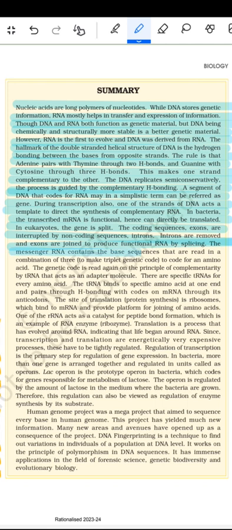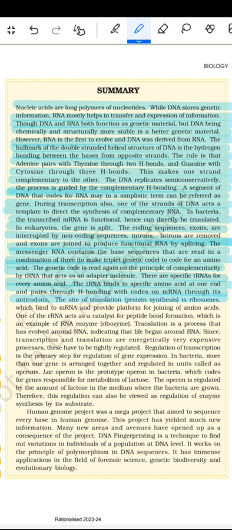The messenger RNA contains the base sequence that is read in combinations of three to make the triplet genetic code to code for an amino acid. The genetic code is read, again on the principle of complementarity, by the tRNA that acts as the adapter molecule. There are specific tRNAs for every amino acid. The tRNA binds to the specific amino acid at one end and pairs through H bonding with the code on the mRNA through its anticodon.